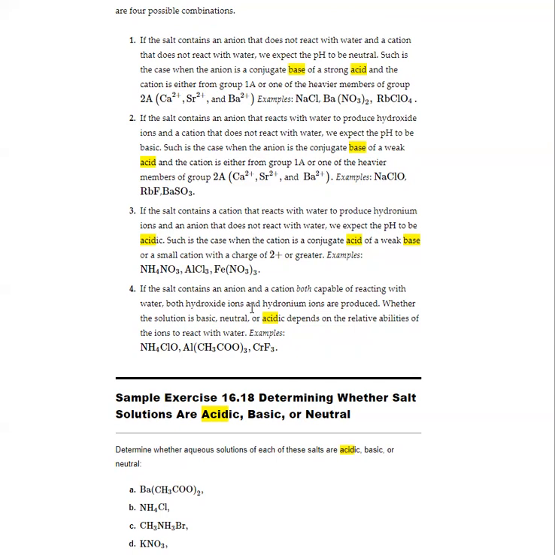So you have to look at the Kas, and whichever conjugate acid or base is stronger, the salt will have the properties of that. If it has a stronger conjugate acid than a conjugate base, then it's going to be acidic. If it has a stronger conjugate base than a conjugate acid, then it's going to be basic.